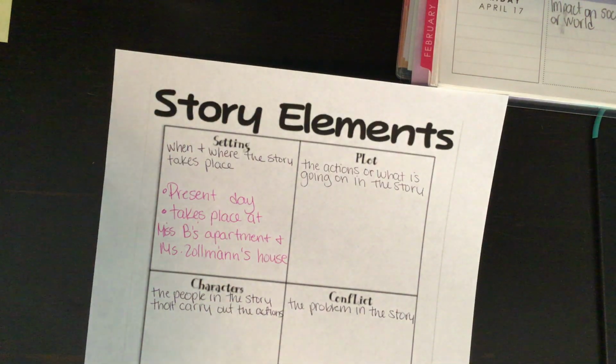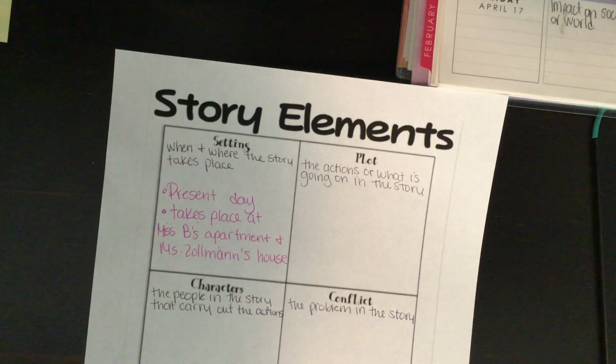Moving over to the plot. Again, this is just kind of what's happening. So that's really what you planned out yesterday. So you don't need to put every single detail like you did because you did all that work yesterday, but just kind of give me a brief summary of what is your story going to be about.